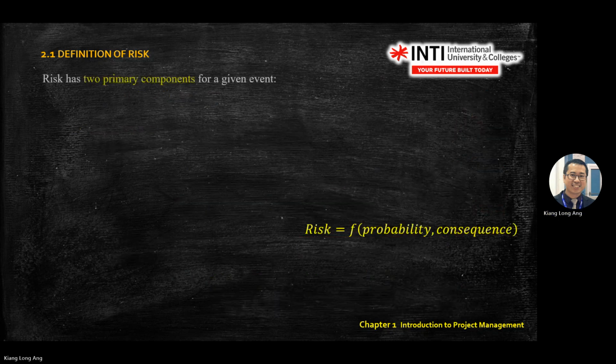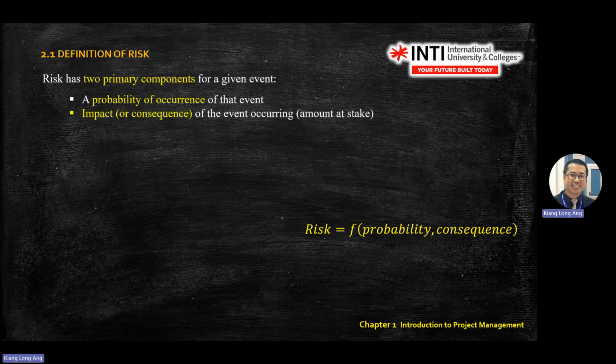Right. Okay, so there's an equation that comes up. The equation about risk: risk is a function of probability and consequences. There are two factors you need to consider, probability and consequences. Probability of the event happening, and the impact or consequences, the amount at stake.